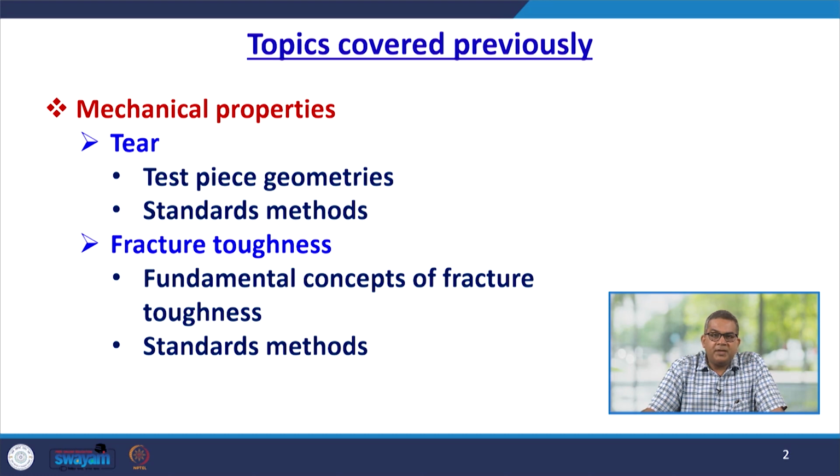In the previous lecture, we covered the test piece geometries and standard methods. We discussed fracture toughness. In this aspect, we discussed the fundamental concepts of fracture toughness. Then we discussed the various testing methods like ASTM, BS and ISO.